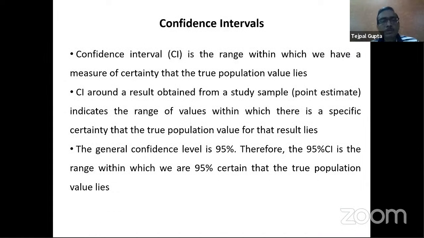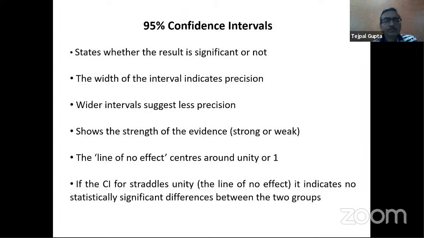What is a confidence interval? A confidence interval is the range within which we have a measure of certainty that the true population value lies. The CI around a result obtained from a study sample indicates the range of values within which there is a specific certainty that the true population value for that result lies. In general, the 95% confidence level is used. Therefore, the 95% CI is the range within which we are 95% certain that the true population value lies.